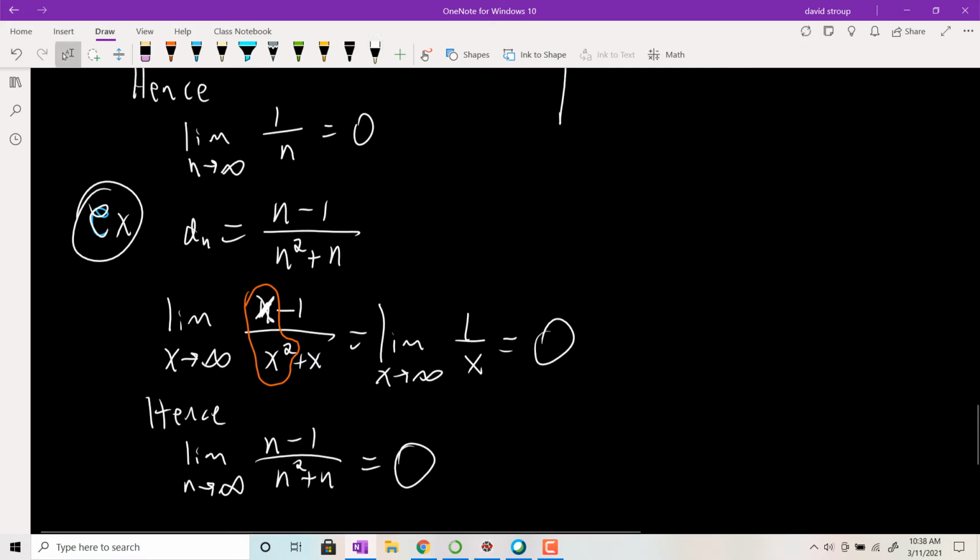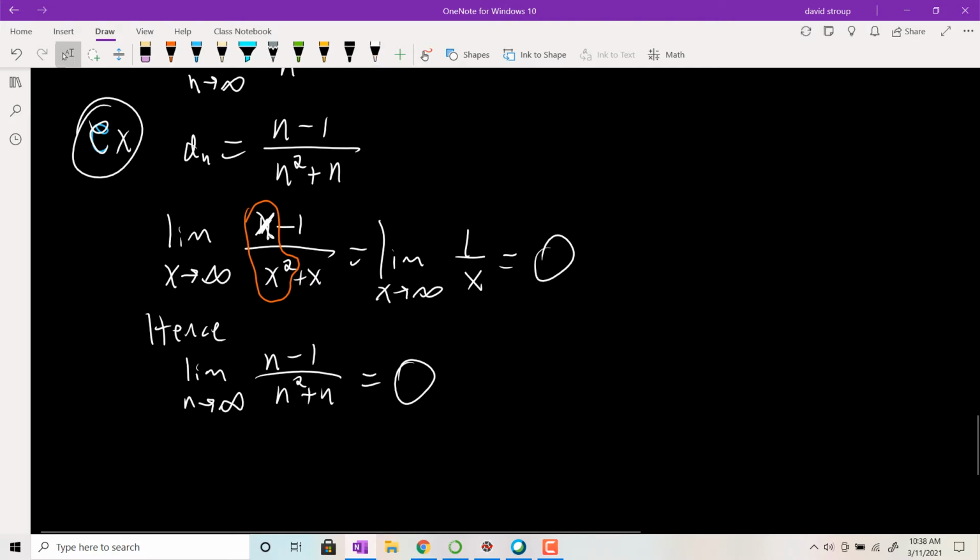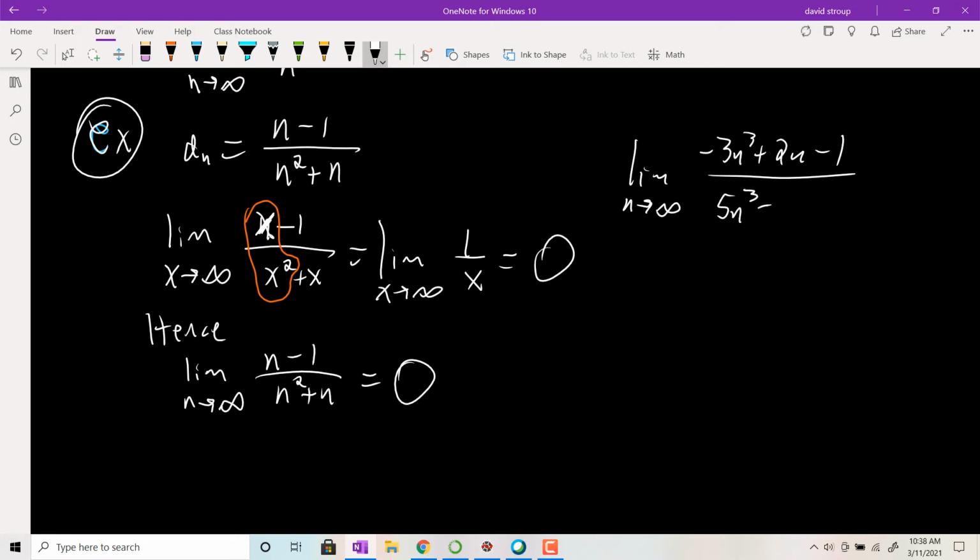So you should be able to look at things like that and just automatically know based on our previous work. The limit as n goes to infinity of negative 3n cubed plus 2n minus 1 all over 5n cubed minus 2n plus 1. You should be able to look at that and say that's negative 3/5. Okay? I hope you can do that.